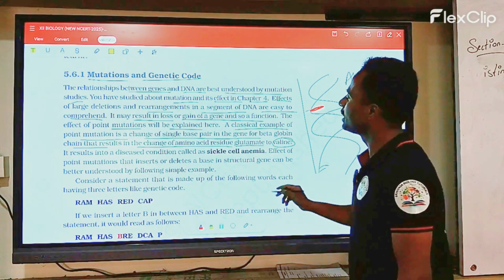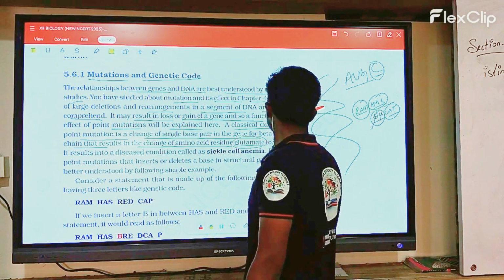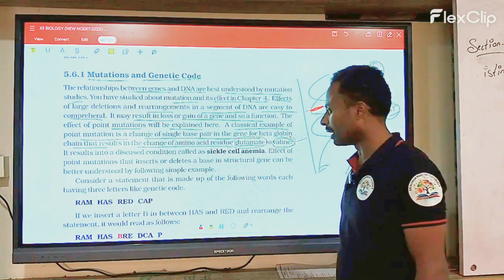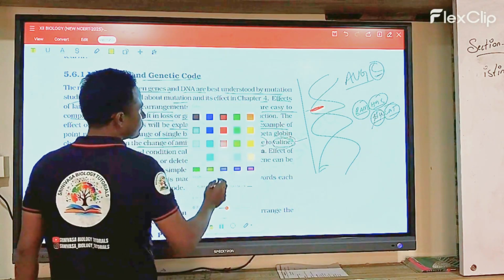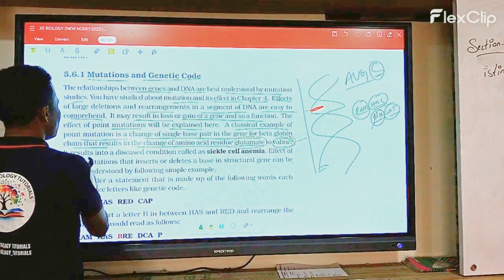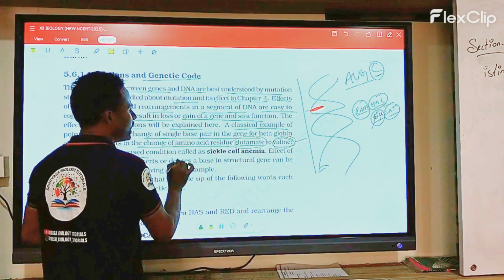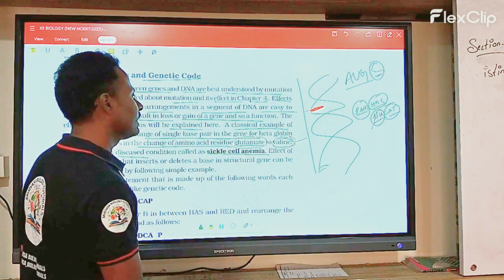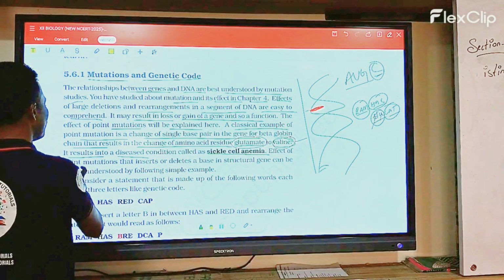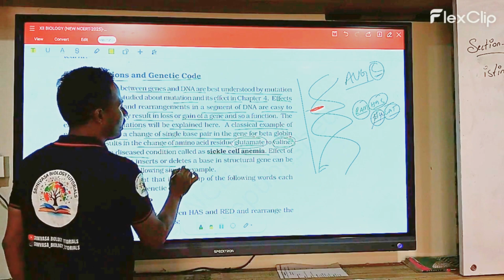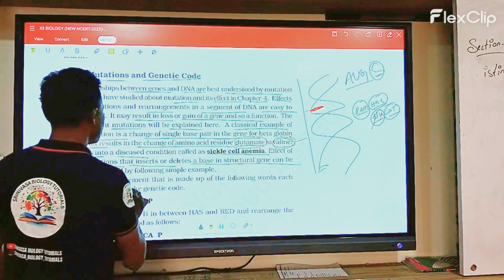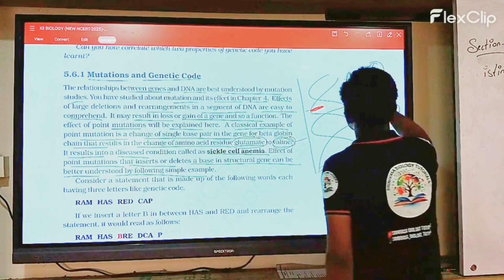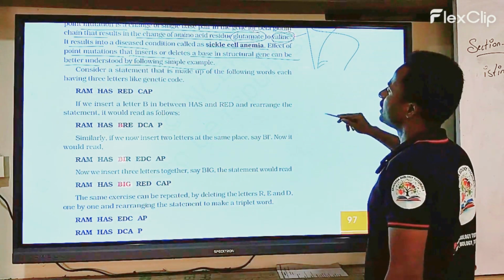In the point mutation, we see that glutamate is converted into valine. Glutamate is completely converted into valine. Mostly it results in a disease condition called sickle cell anemia. So the disease they get is sickle cell anemia. The effect of mutation, that is, the insertion or deletion of bases in genes, can be better understood with a simple example, which they have given.